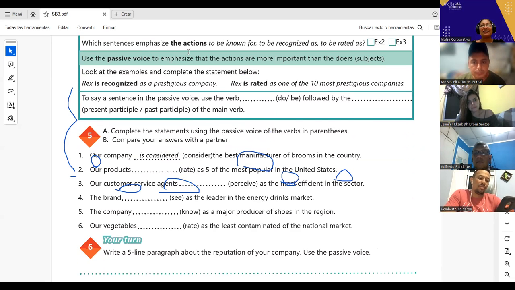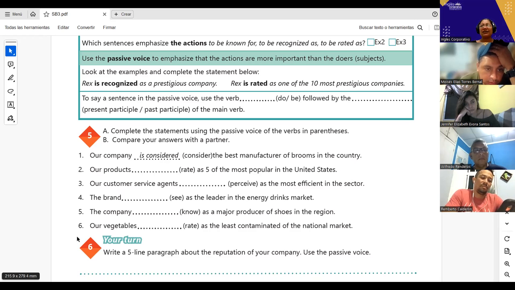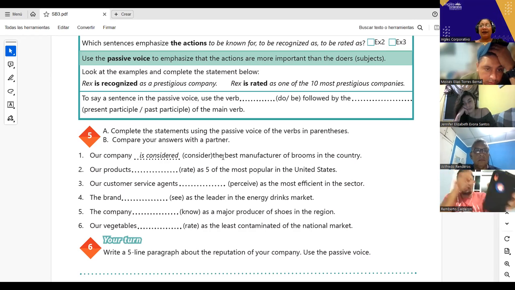And these exercises, let's see if we can complete only one or two, right? Let's see. Number one, it says, our company is considered the best manufacturer of prunes in the country. It says, complete the statement using the passive voice, using the verbs in parentheses. Consider is the verb.